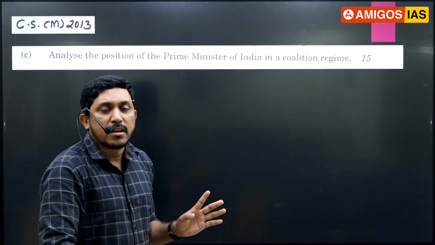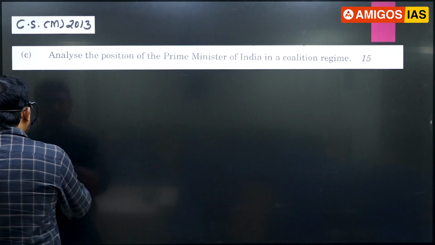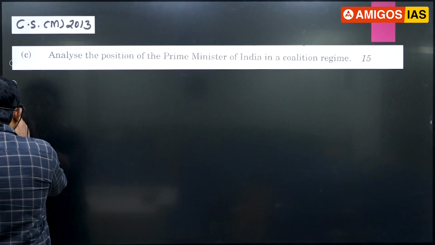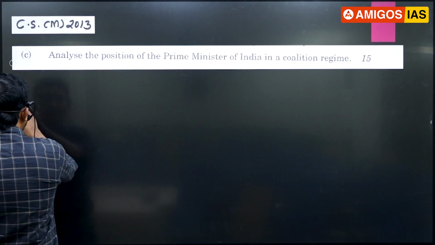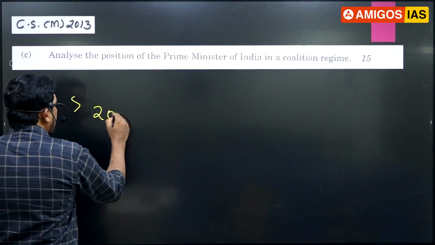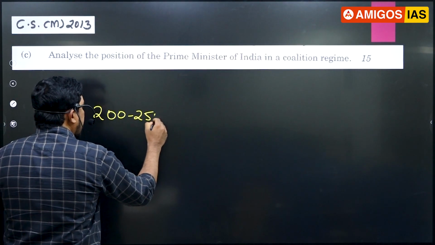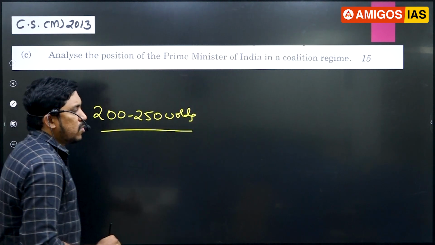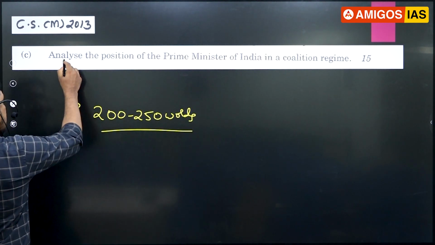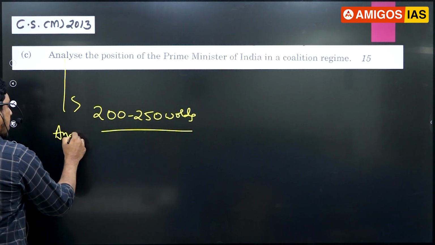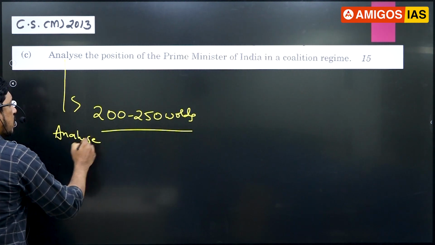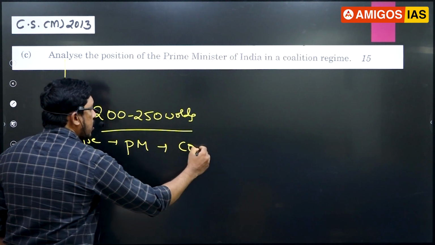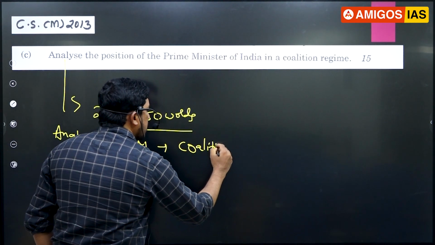It is a 15-mark question, which means at least 200 words you need to write here. 200 to 250 words you can write. Space is provided, of course. So here the key directive is what here? They're asking you to analyze the position of the Prime Minister in a coalition regime or the government.